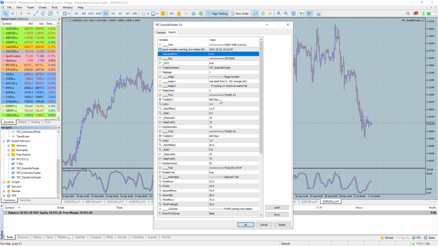Now, all I need to do is make sure I've got everything set correctly. I want to have a sell stop in the market. Okay, there's no OCO because I've only got one order in the market. So let me just change this to none. Okay, let me just put five lots here.